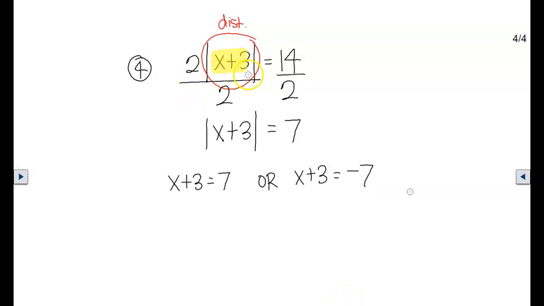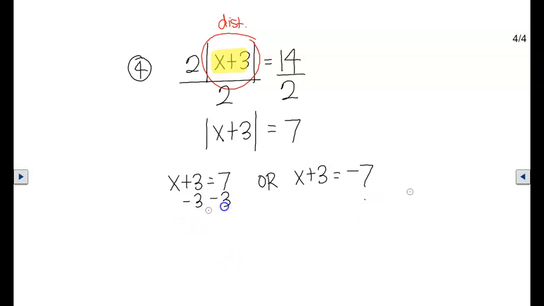A lot of people right here are tempted to distribute the 2. Never distribute with absolute value bars. I should say that right up front. You need to isolate the absolute value, so you know exactly what the distance is, and then you can make your 2 equations. So if x plus 3's distance from 0 is 7, then here are my 2 equations.